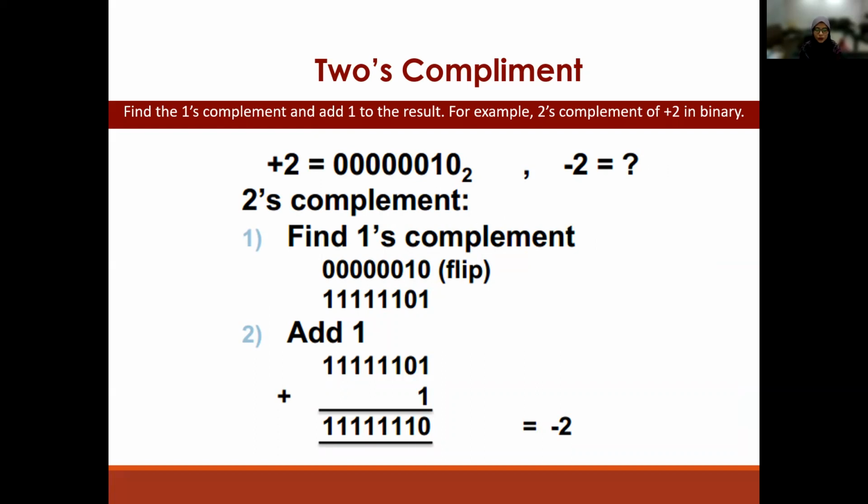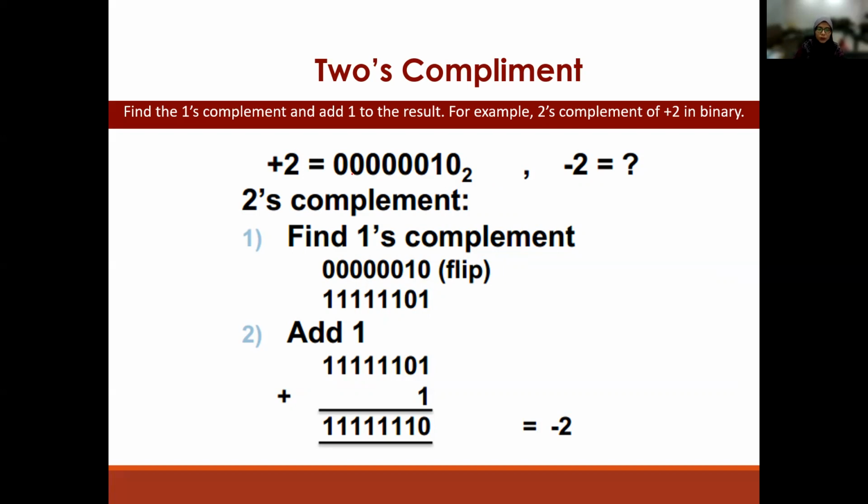All right. So 2's complement means first step is we need to find the 1's complement. And 2's complement means we add 1 to the result. So for example, 2's complement of positive 2 in binary. First we need to know what is the positive 2.